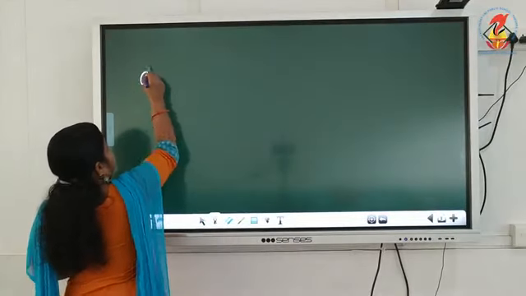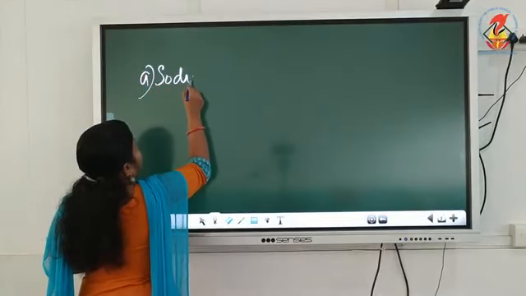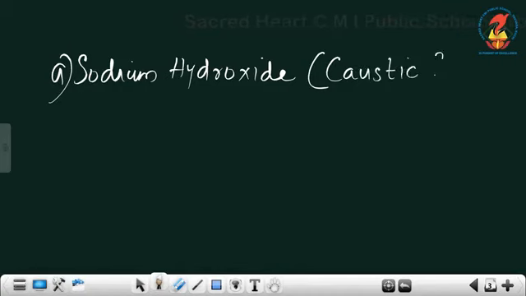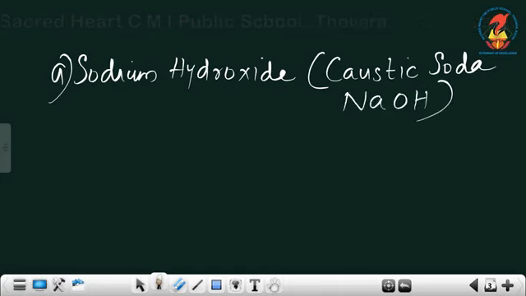To start with, sodium hydroxide. Common name of sodium hydroxide is caustic soda and the formula of sodium hydroxide, as you know, is NaOH. So the chemical known by the common name caustic soda is sodium hydroxide and its formula is NaOH.